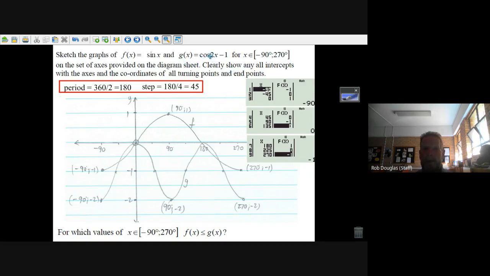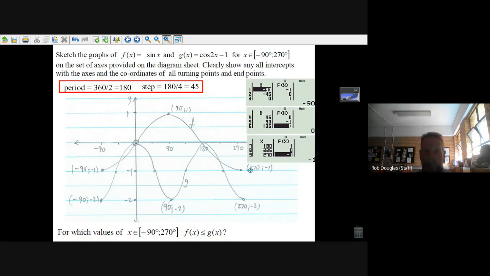Now you can type this into your table function in your graph. Make the step 45 degrees, every 45 degrees. Start at minus 90 and end at 270, and your calculator will give you all these values. But it's way better to understand the shape of the graph and do it without it. You do have to sketch the endpoints, where the curve turns at 90 and 1 for sine, 90 and minus 2, this endpoint of 270 and minus 2, and this other endpoint for sine of 270 and minus 1.